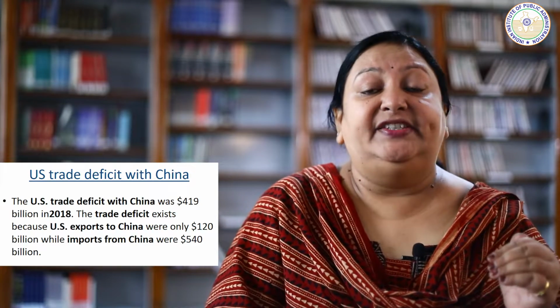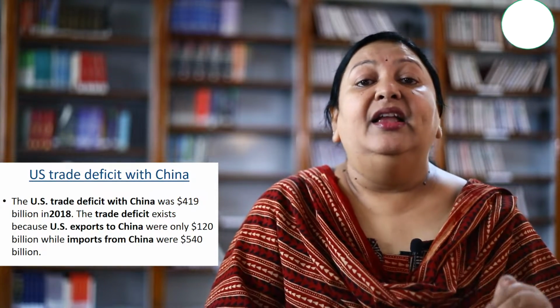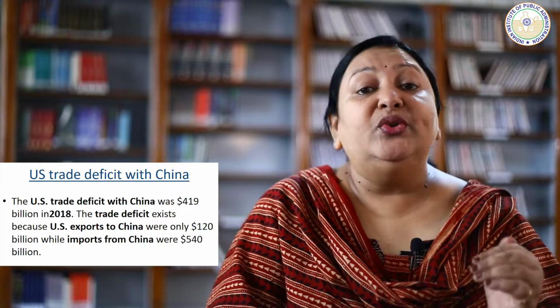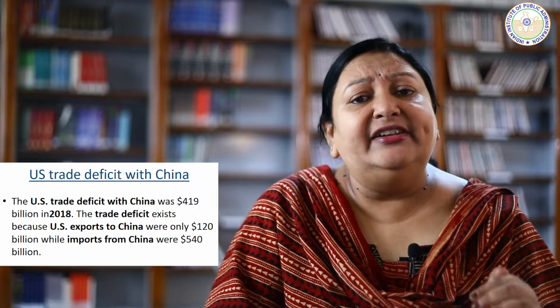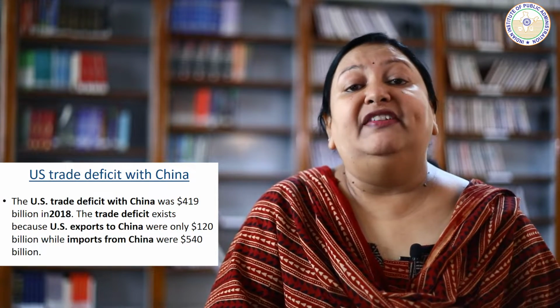The US trade deficit with China was nearly $419 billion in the year 2018, and the trade deficit exists because US exports to China were only 120 billion, whereas imports from China were to the tune of nearly 540 billion. So this massive gap had to be bridged somewhere, and the only alternative that President Trump could think of was imposing high tariffs on Chinese goods.